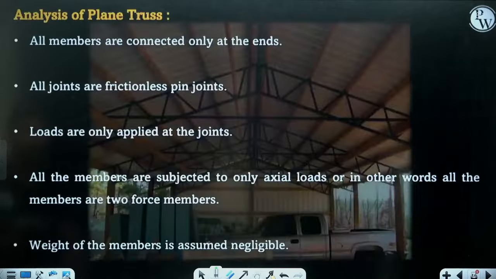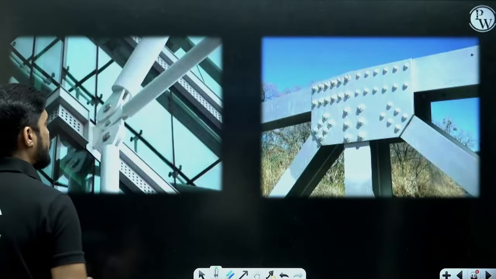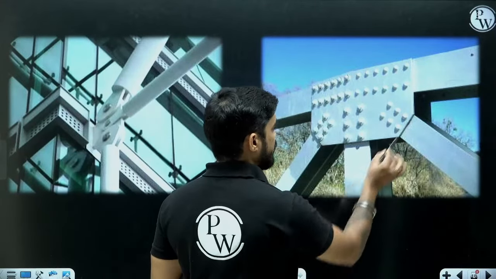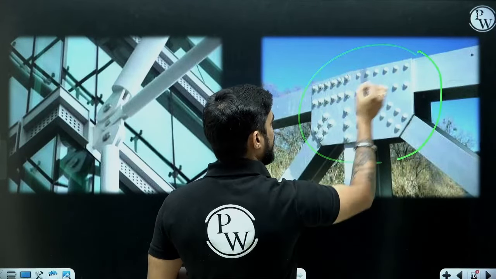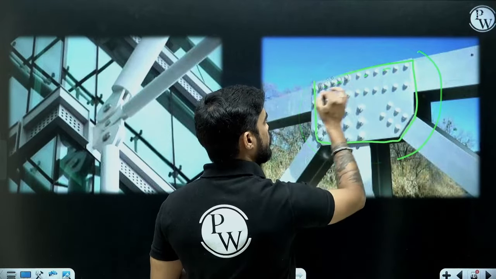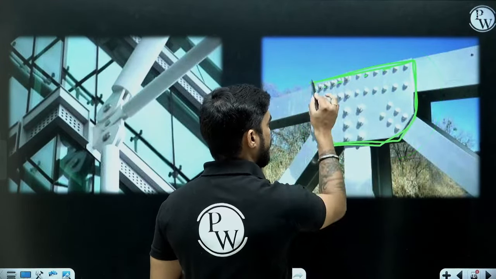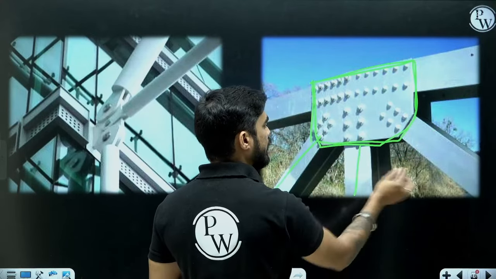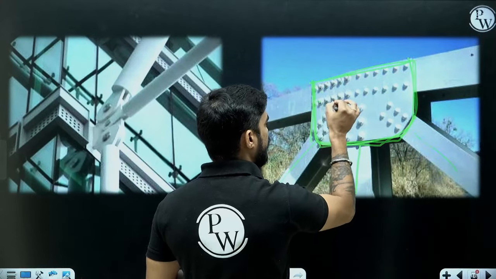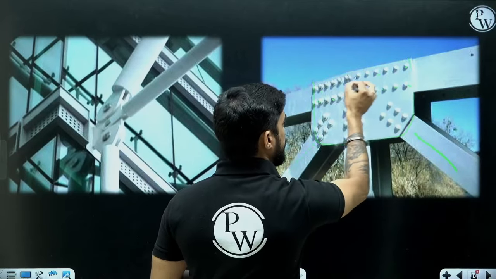Why do we have this picture here? I wanted you to know that actually they are not always connected by pins. They are connected by rivets. Can you see this plate? This plate is known as a gusset plate. The members are connected to the gusset plate, and this gusset plate is connected to the members by rivets.